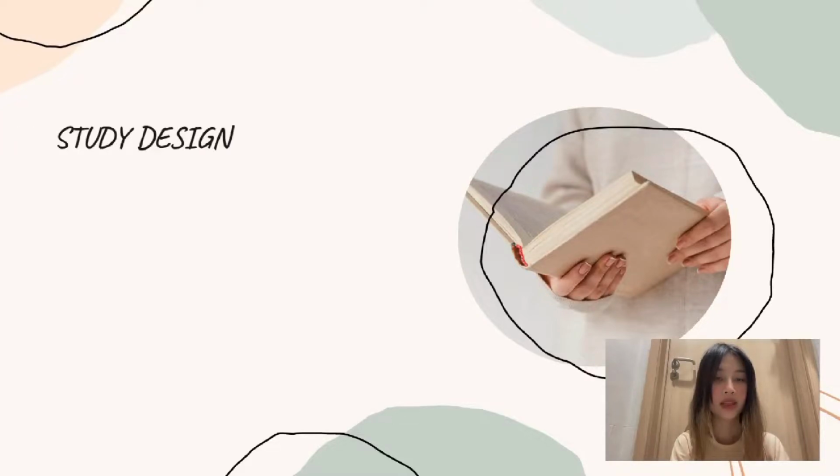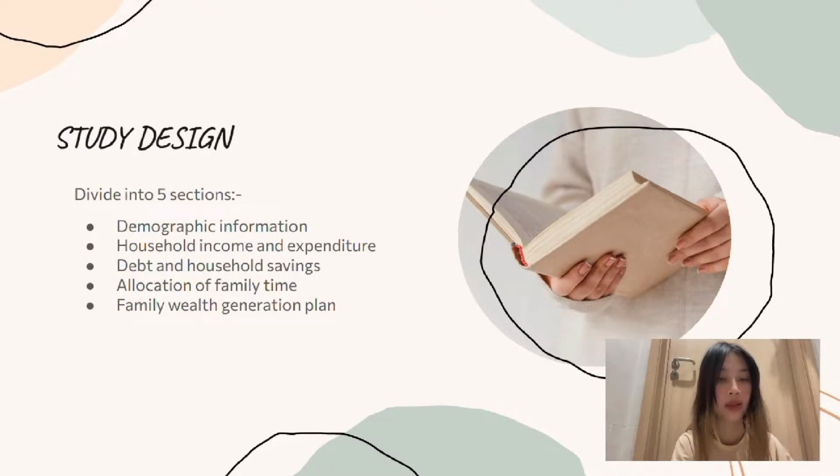The first one is study design. The study uses a questionnaire to collect information on household income, expenditure, and saving patterns. The questionnaire is divided into 5 sections that each represent a different part of wealth and its factors. Part A contains demographic and background information regarding the head of the household. Part B contains information regarding household income and expenditure. Part C is the perception regarding debt and household saving. Part D is the allocation of their family time, and Part E is about their family wealth generation plan.